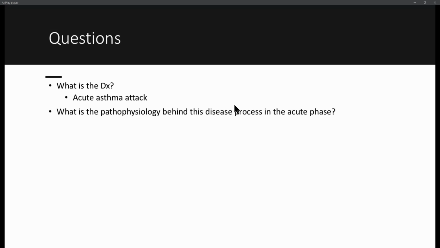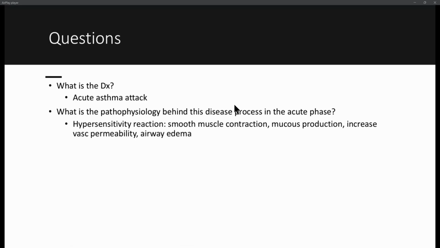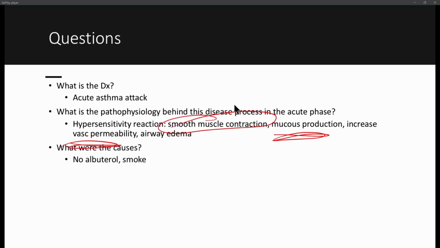What's the pathophysiology in the acute phase? So remember, it's a hypersensitivity reaction: smooth muscle contraction, mucus production, increased vascular permeability, so fluid, that water is going to leak out, airway edema. This is what an allergic asthma reaction is. Smooth muscle contraction, mucus production, and swelling. What were the causes? We talked about it already. No albuterol, and the smoke was the irritant.